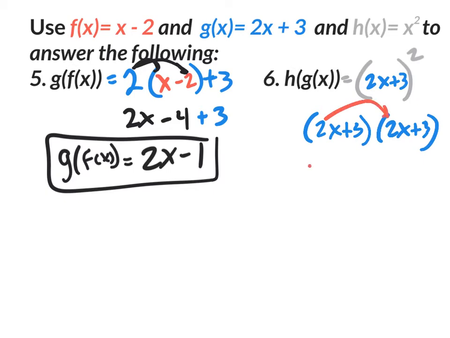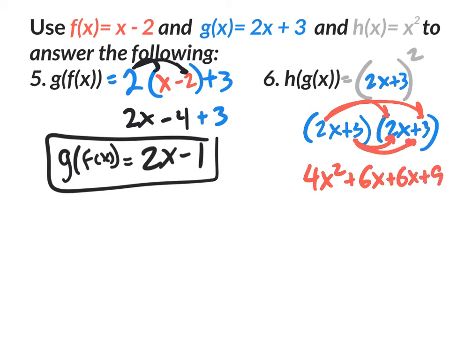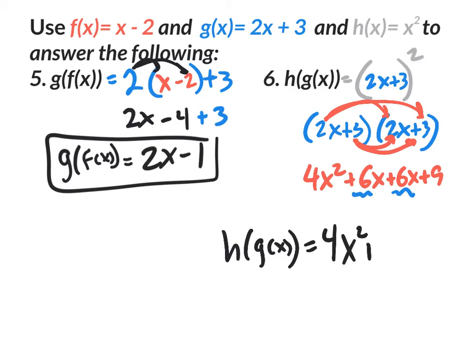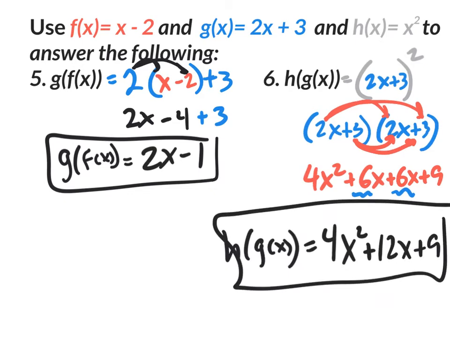But 2x times 2x is 4x squared. 2x times 3, that's positive 6x. 3 times 2x, another positive 6x. And 3 times 3, that's 9. Combine the middle terms, you get your final answer. H of g of x is really 4x squared plus 12x plus 9. Ta-da! Easy peasy. Well, it's not easy, but, you know, it's not difficult.